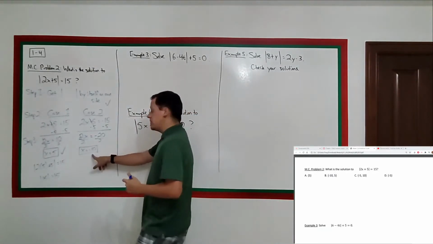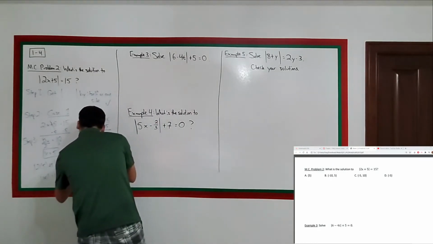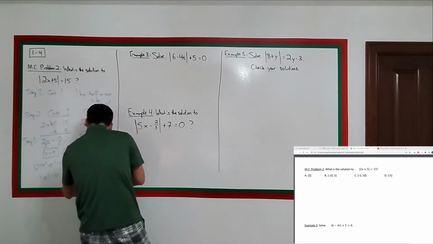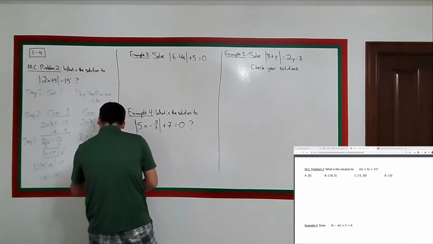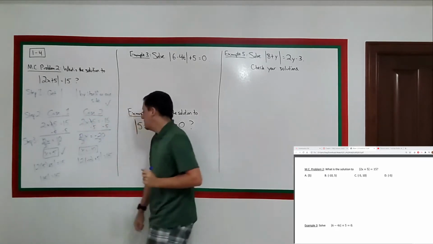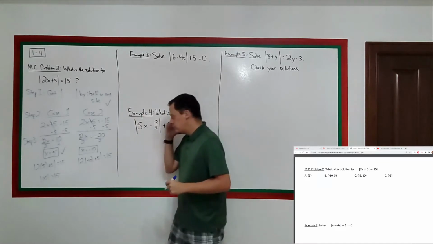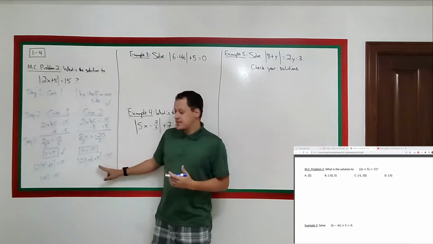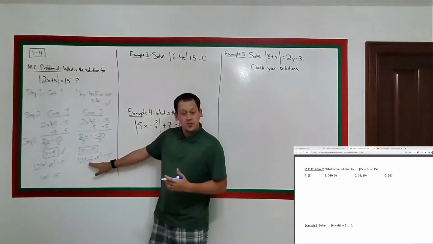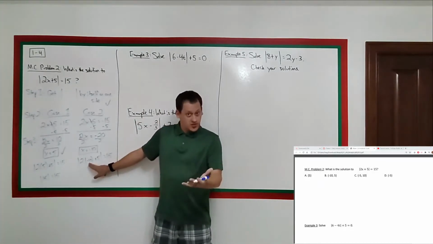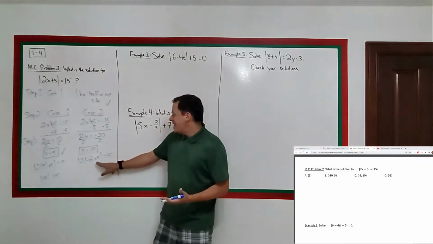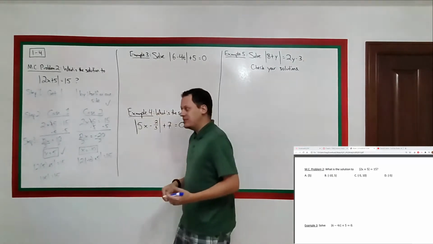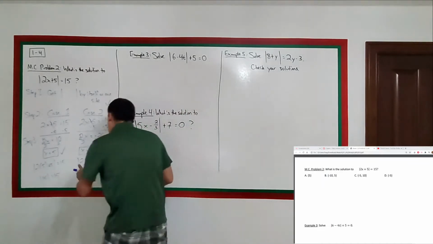Now we check this one. This is the absolute value of 2 times negative 10 plus 5 equals 15. Okay. Same idea, we just find out what number is in this absolute value by multiplying 2 times negative 10, which is negative 20, and then adding 5. Negative 20 plus 5 is negative 15.